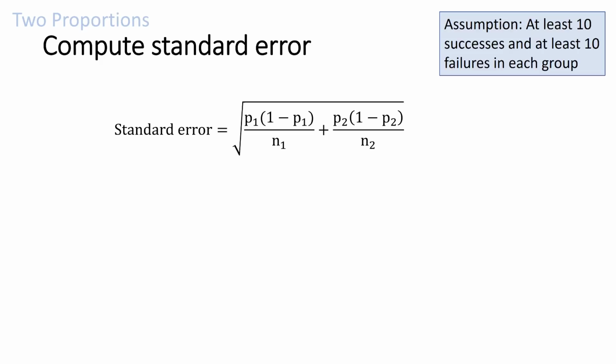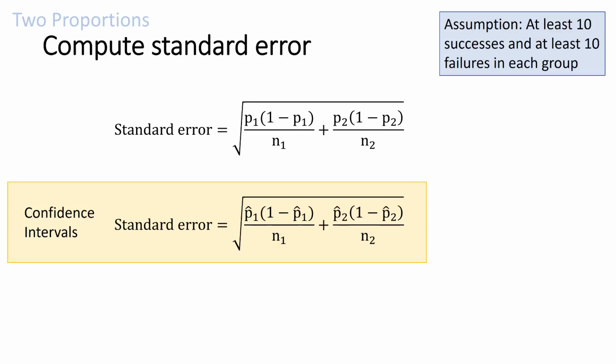Assuming that this assumption is met, and there are at least 10 successes and at least 10 failures in each group, this is the formula for the standard error for the difference in two proportions. We won't have the population proportions, so we'll estimate this using the sample proportions. The sample proportion that is used will vary depending on if we're constructing a confidence interval or computing a test statistic.